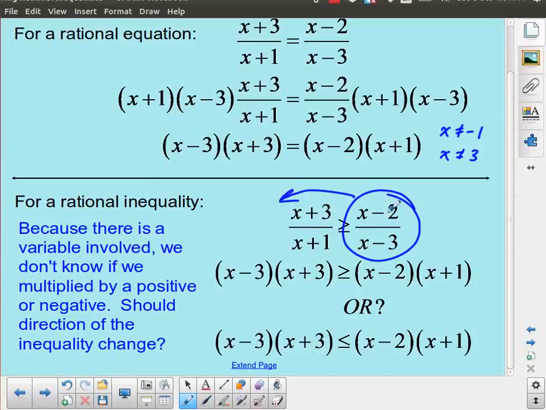So for that reason, we rearrange, because if I take this part and I move it over to the left side, that's a subtraction. Inequalities are unaffected by subtraction or addition. It's only multiplication and division we have to watch out for. So that's why I do that.